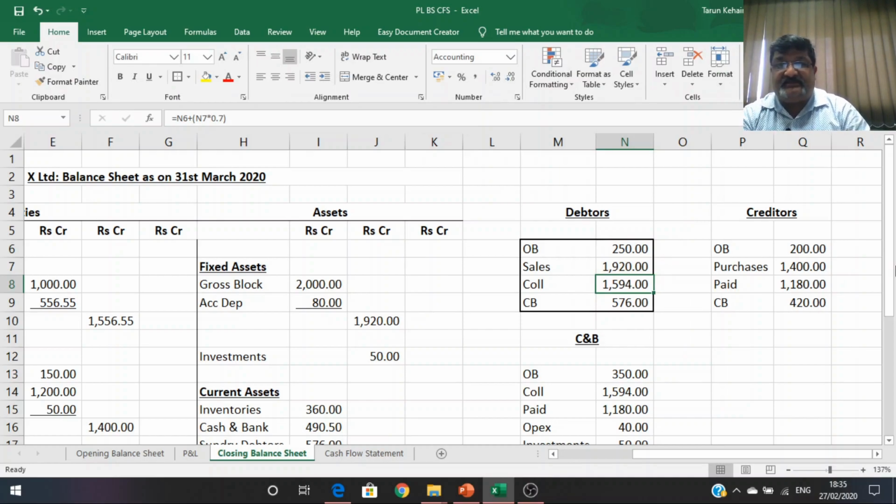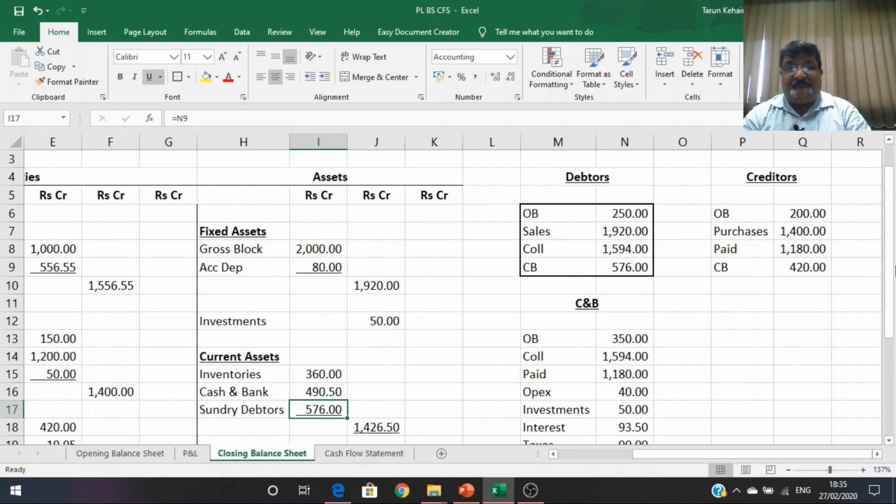So closing balance, ladies and gentlemen, will be the opening balance of the receivables plus the sales made to them during the year minus the collections, that is minus the money that our customers have paid us during the year. That should be the closing balance, that is 576 crores, and that is what should appear in the balance sheet as of 31st of March 2020.